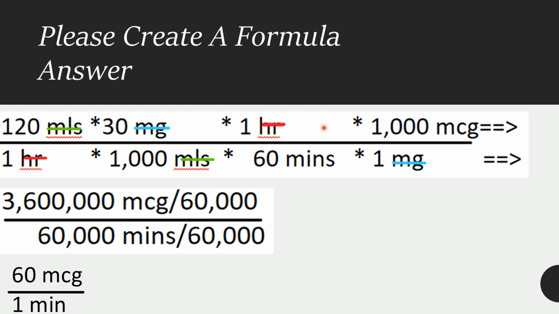And now I need to convert that to micrograms. Well, I know there's 1,000 micrograms in 1 milligram. And so when I multiply all this across, I get 3,600,000 micrograms all over 60,000 minutes. Well, I'm not interested in 60,000 minutes, so I'm going to divide both sides by 60,000. I get 60 micrograms in a minute. Right, so this guy's getting 60 micrograms per minute.